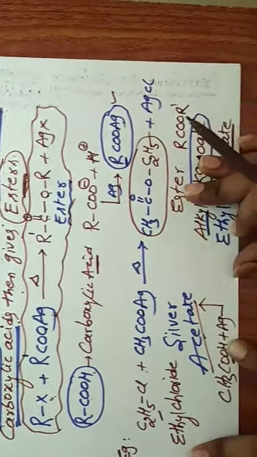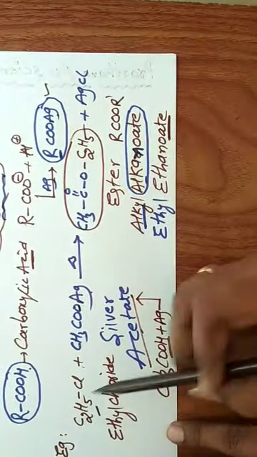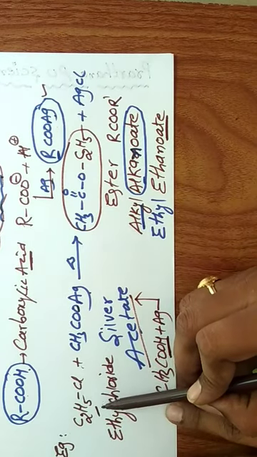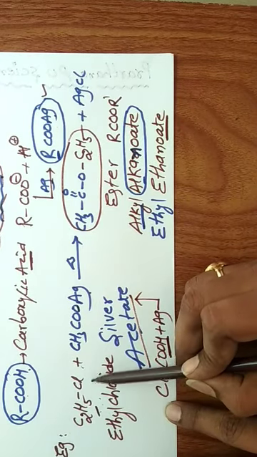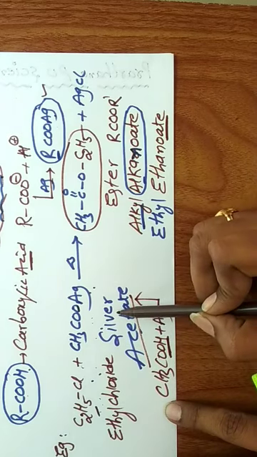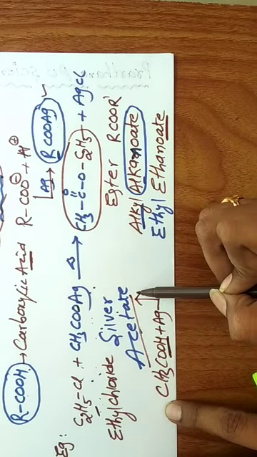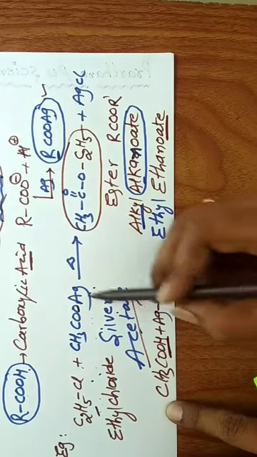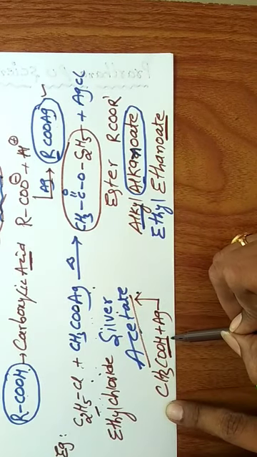Now in the general reaction example, we take ethyl chloride, C2H5Cl. It reacts with CH3COOAg. This is named silver acetate, because this molecule comes from CH3COOH.